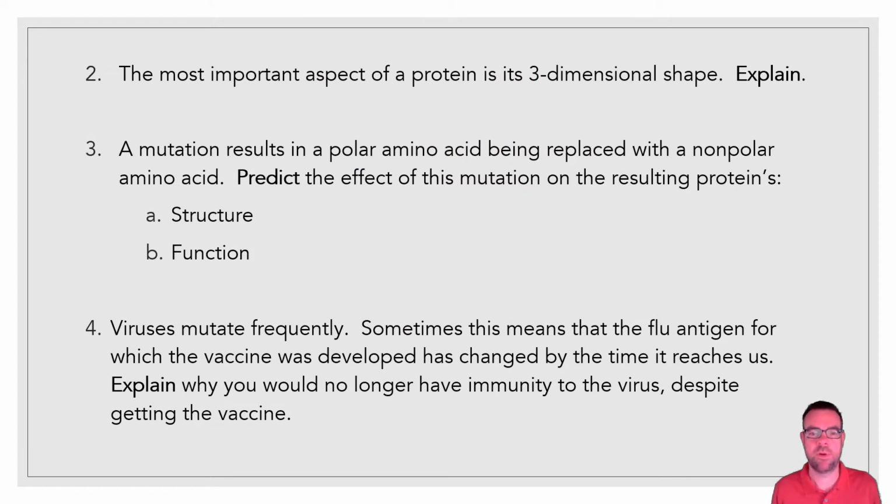Okay, most important aspect is its 3D shape. Why? Explain to me. Okay, mutation results in a polar amino acid being replaced with a nonpolar. What is that going to do to the structure and function of that protein? And finally, viruses mutate frequently. So sometimes they've made a flu vaccine based off what they saw was coming, and by the time it gets here, it's mutated. So why wouldn't you have immunity to that virus anymore?